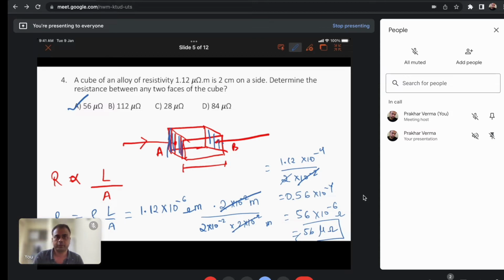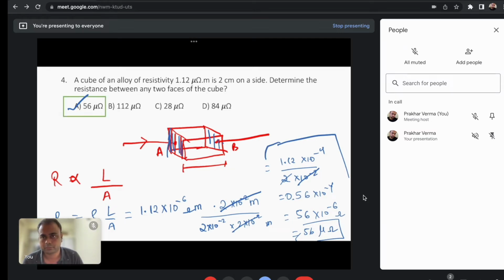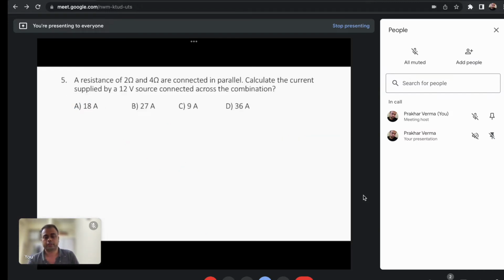So again, keep your calculators handy. You can always use a calculator to do this kind of simple calculation. You don't require this much hand calculation. So the answer is 56 micro ohms. So moving to the next question.